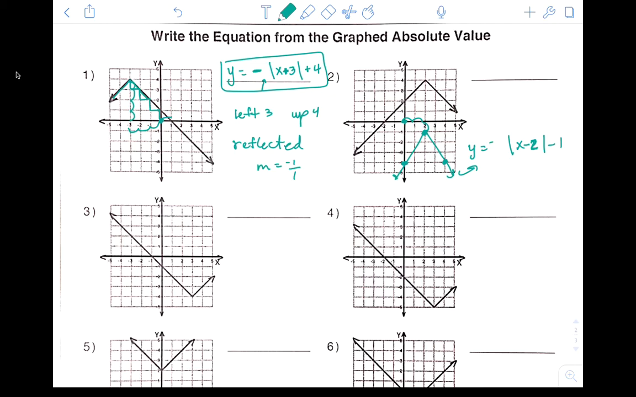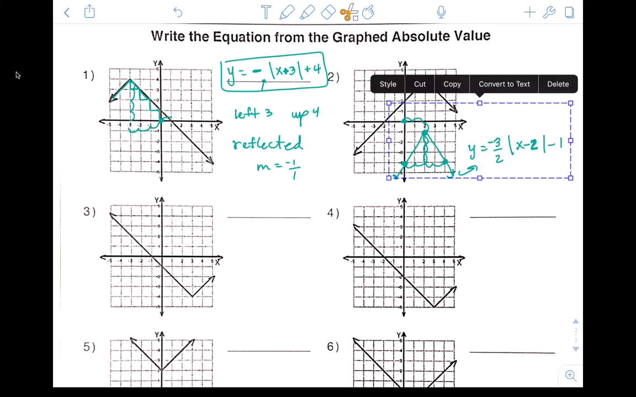Now the slope is clearly negative because it's opening downward. And if you look at the actual slope itself, it's 1, 2, 3, 1, 2. Rise over run is 3 halves. So the slope, the stretch in this case, the vertical stretch would be by the negative 3 halves. The negative is the reflection, and the 3 halves is what it's stretching by. So that was an extra example.